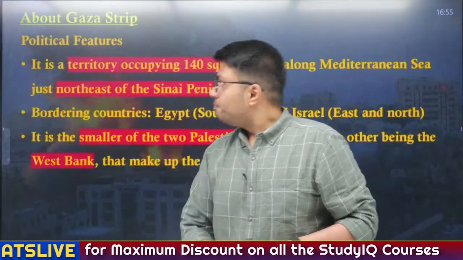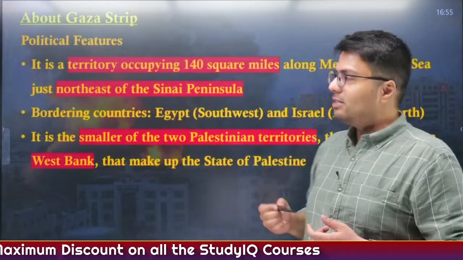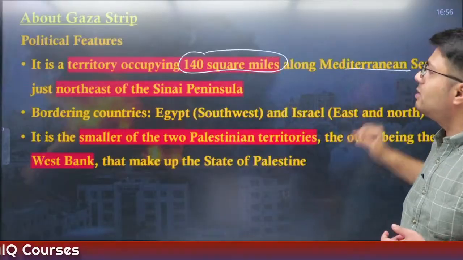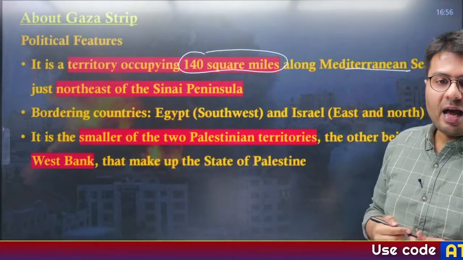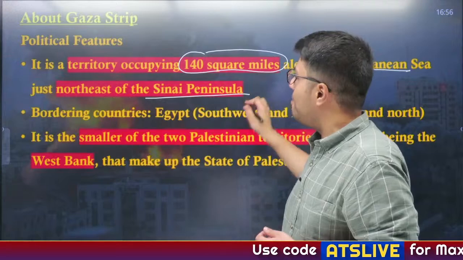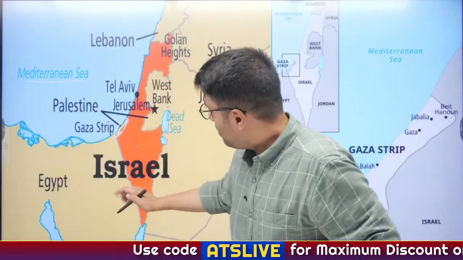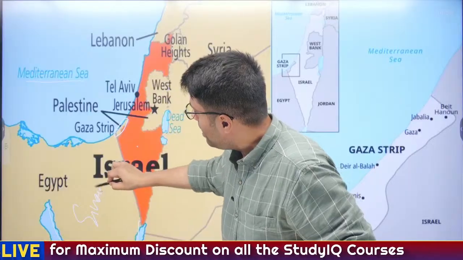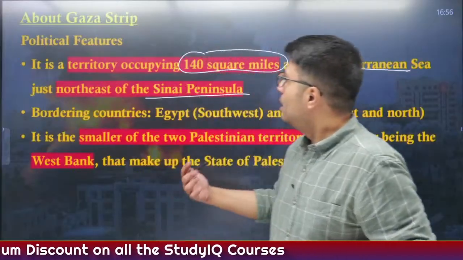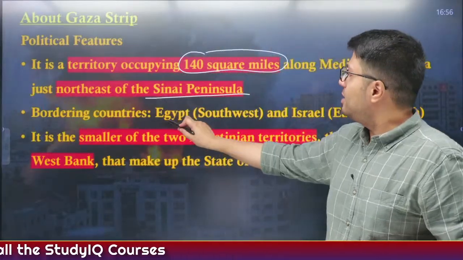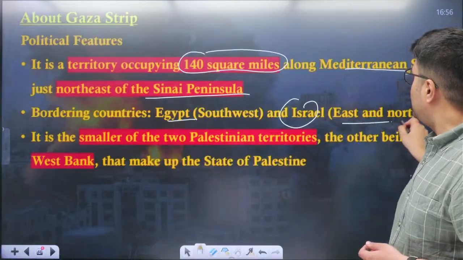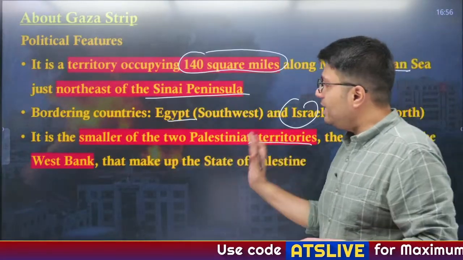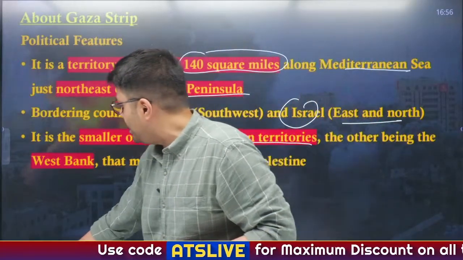Okay, now the political features of Gaza. It is a territory occupying 140 square miles of land alongside the Mediterranean Sea and just northeast of the Sinai Peninsula. Sinai Peninsula is a part of Egypt, which is this part of the territory. This is called Sinai Peninsula. Now the bordering countries of Gaza are Egypt towards southwest and Israel towards east and north, and it is the smaller of the two Palestinian territories, the other being the West Bank, that make up the state of Palestine.